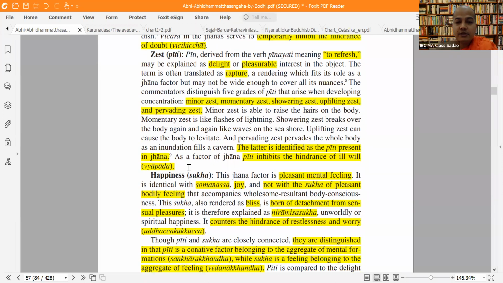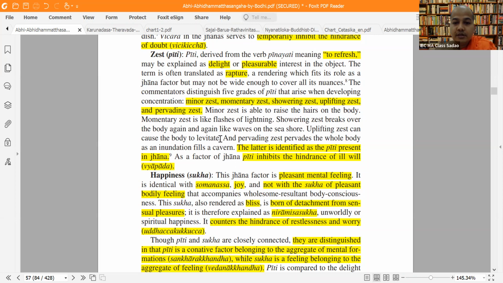So piti is subdivided into five types: minor zest, momentary zest, showering zest, uplifting zest, and pervading zest. Minor zest is able to raise the hairs on the body. Momentary zest is like flashes of lightning. Showering zest breaks over the body again and again, like waves on the seashore. Uplifting zest can cause the body to levitate. And pervading zest pervades the whole body as an inundation fills a cavern. The latter is identified as the piti represented in jhana.